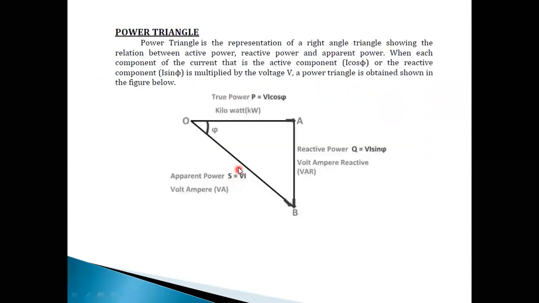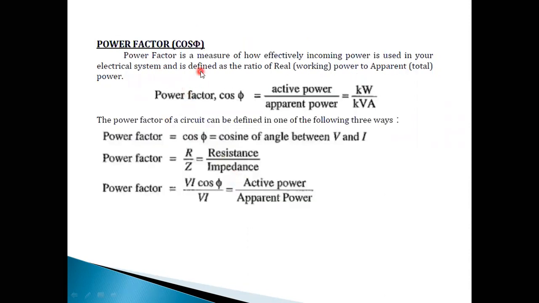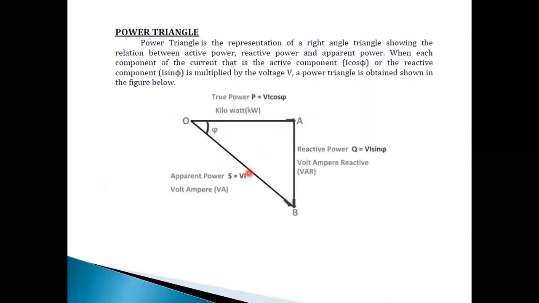From this particular triangle, we evaluate the cos phi value. Cos phi, the adjacent value, is P by S. That is nothing but power factor. We have another definition, which plays a crucial role from the point of view of electrical machines. Power factor is a measure of how effectively the active power is used in your electrical appliances. It is represented by cos phi, a cosine term. Cos phi is equal to active power divided by apparent power.